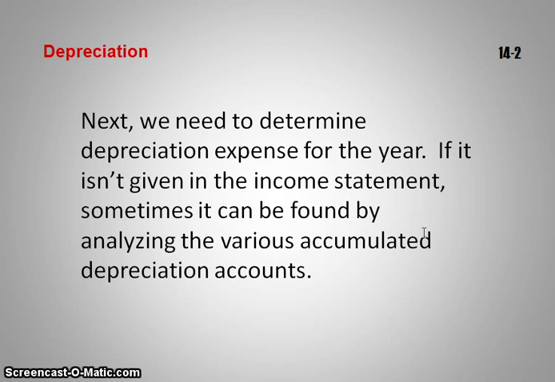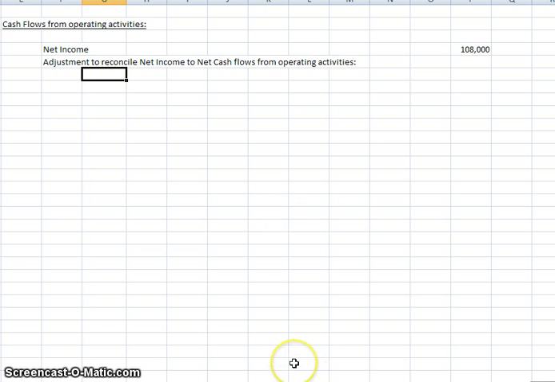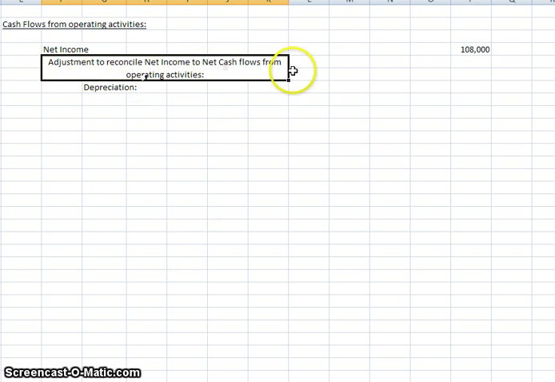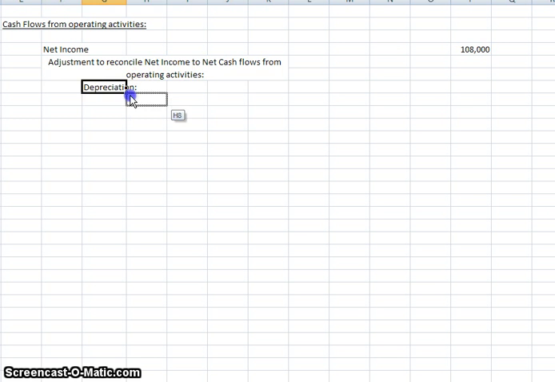Since it is really a non-cash item, and depreciation expense lowers your net income, we're going to add it back because we're trying to get back to true cash here. So we're going to add back any non-cash items. I made some slight adjustments here. I didn't like how long that line was, but you've got the adjustments to reconcile net income to net cash flows from operating activities. The first one of those items that we're going to be looking at, as I said, was depreciation. So here we go.